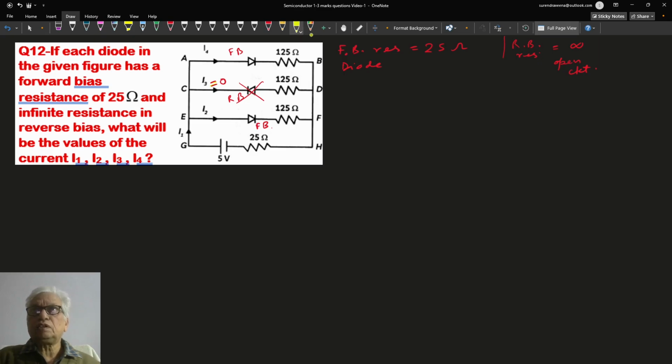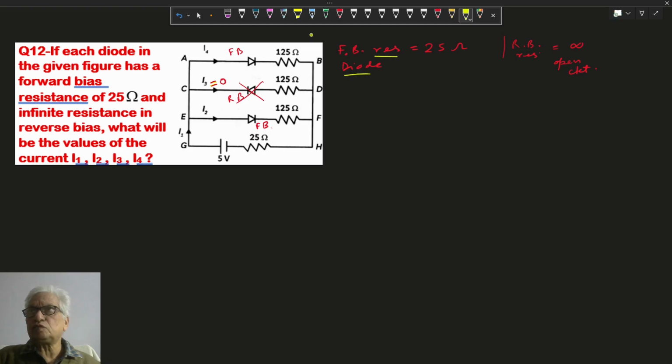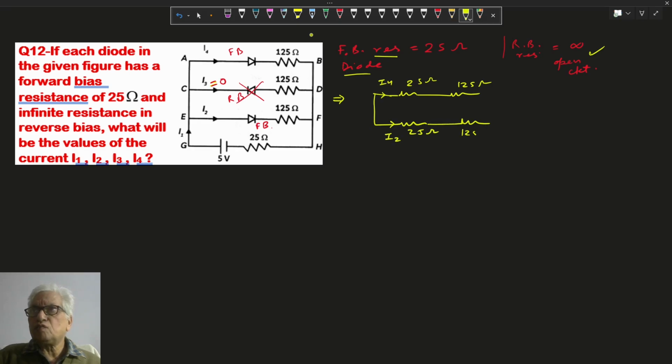Hello, in this question it is given that the forward bias resistance is 25 ohms and the reverse bias resistance is infinite, an open circuit. It means this central diode will be open circuit, reverse biased, so I3 current is 0, and this circuit will look like this. Diode resistance is 25 ohms and this is 125 ohms, and this current here is I4. Similarly, I2 has diode resistance 125 ohms, and I1 is the current from the 5 volt battery, and here it is 25 ohm resistance.